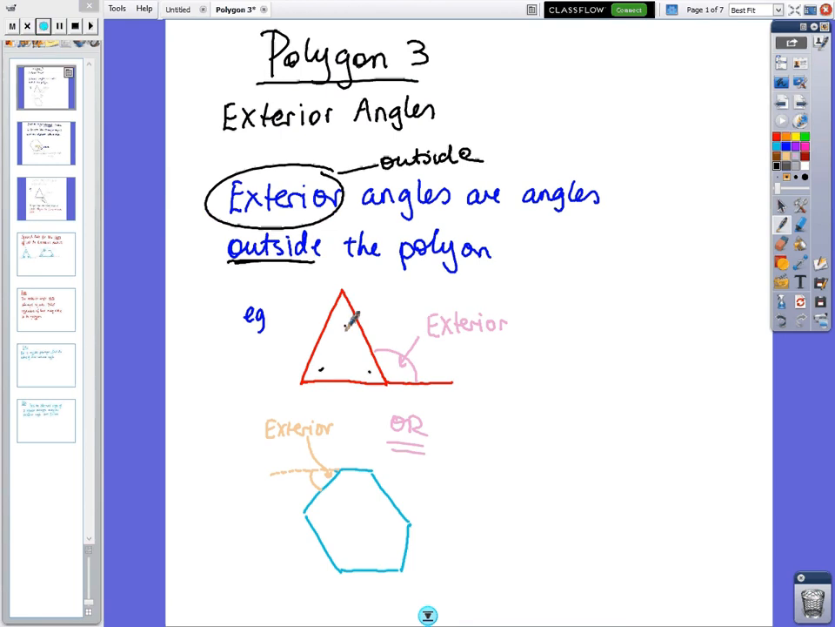So for instance, these angles inside, they're the interior ones. But this angle here is outside, or for instance on this shape here, this one is outside. So inside is interior, and outside is exterior. So copy that and come across when you're ready.